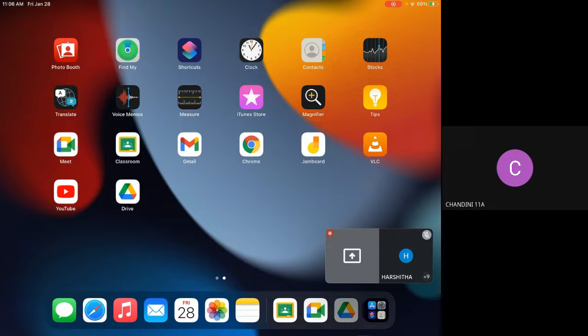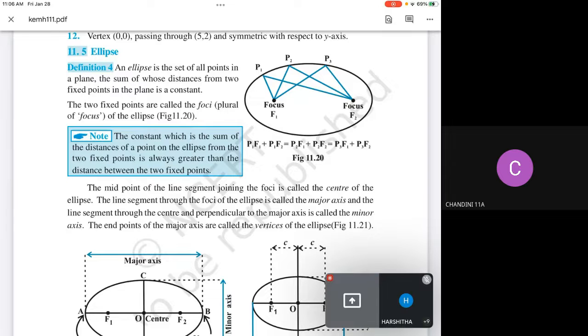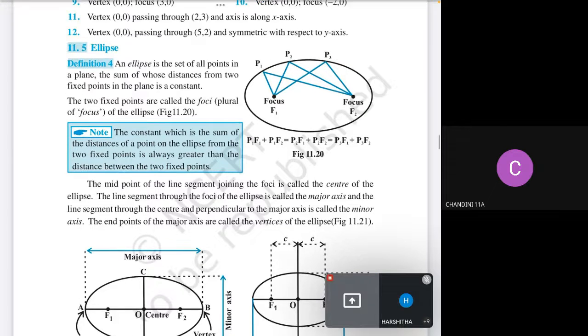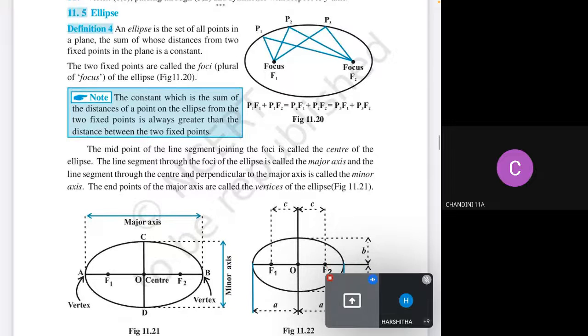So, ellipse. Okay, now you tell me, what is the definition of the ellipse as per the conic sections? Means, when the plane cuts the conic, the double-napped cone, how can you say that an ellipse will be formed?